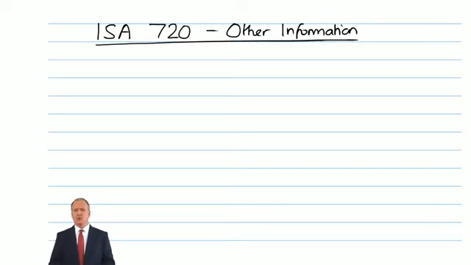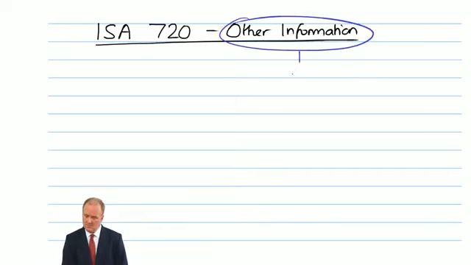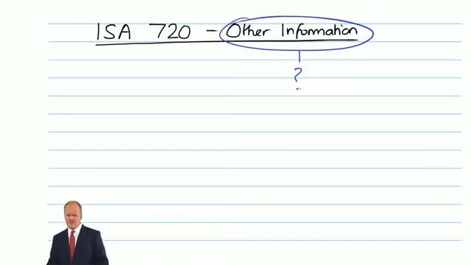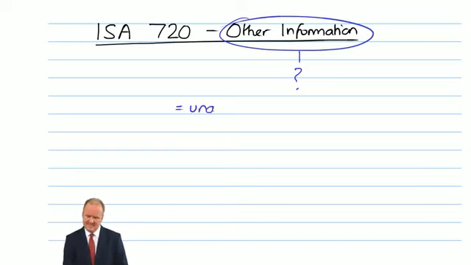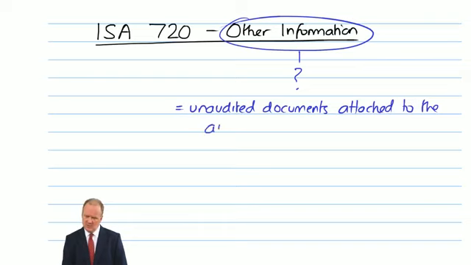Audit standards tell auditors what their responsibilities are during the audit process. So what you need to know for the exam is what are the auditor's duties relating to other information, which means our starting point has got to be, what is other information? It is the unaudited documents attached to the audited financial statements.